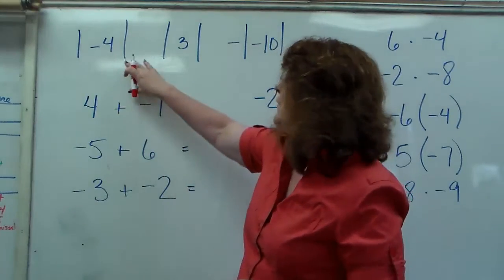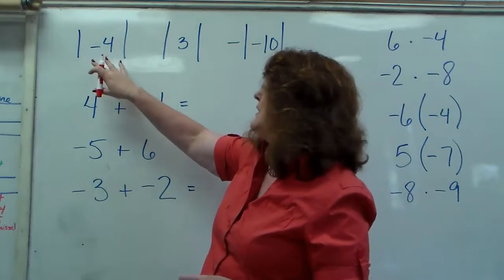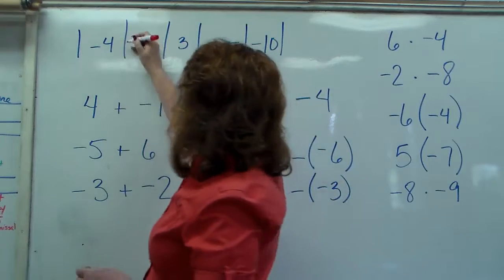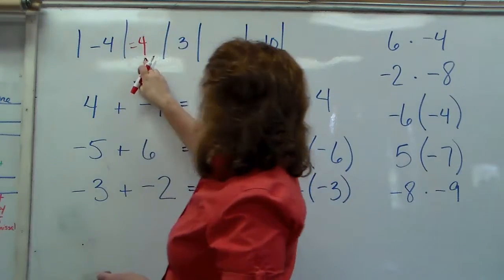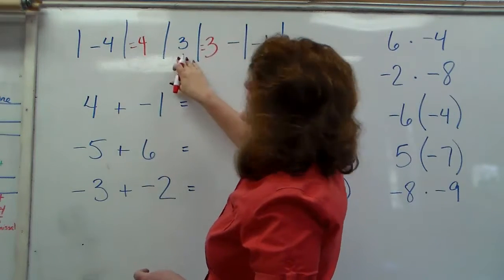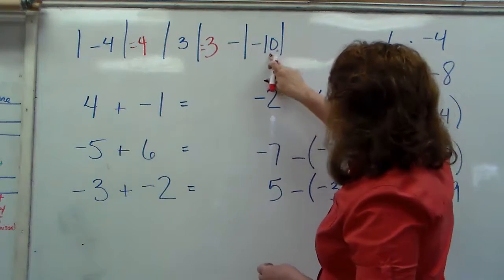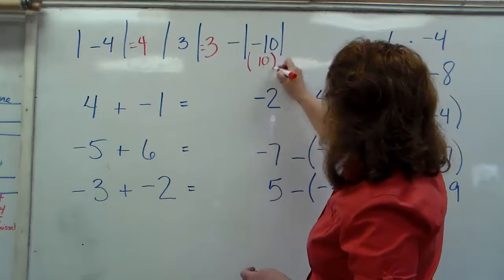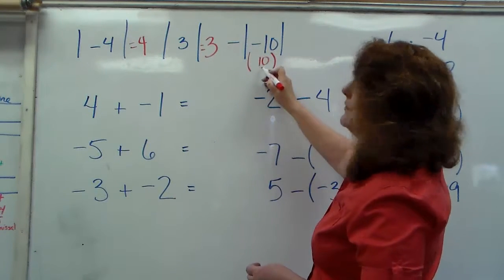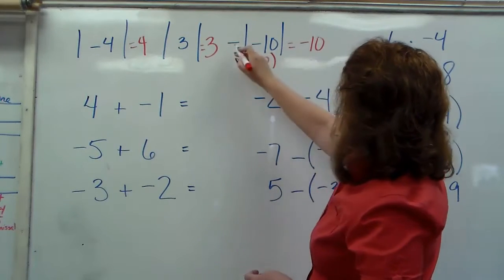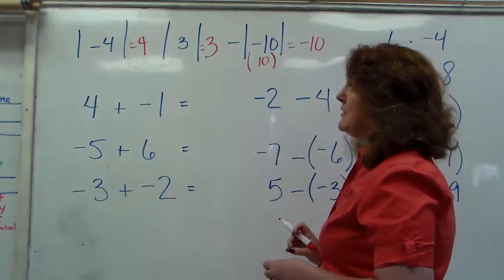Now, when solving absolute value, remember this is the distance from 0. How far away is negative 4 from 0? It's 4 places. It's just the positive number of this. 3 is 3 places from 0. Negative 10 is 10 places from 0, but we're asking for the negative of 10. So this answer is actually negative 10. That negative on the outside helps us out.